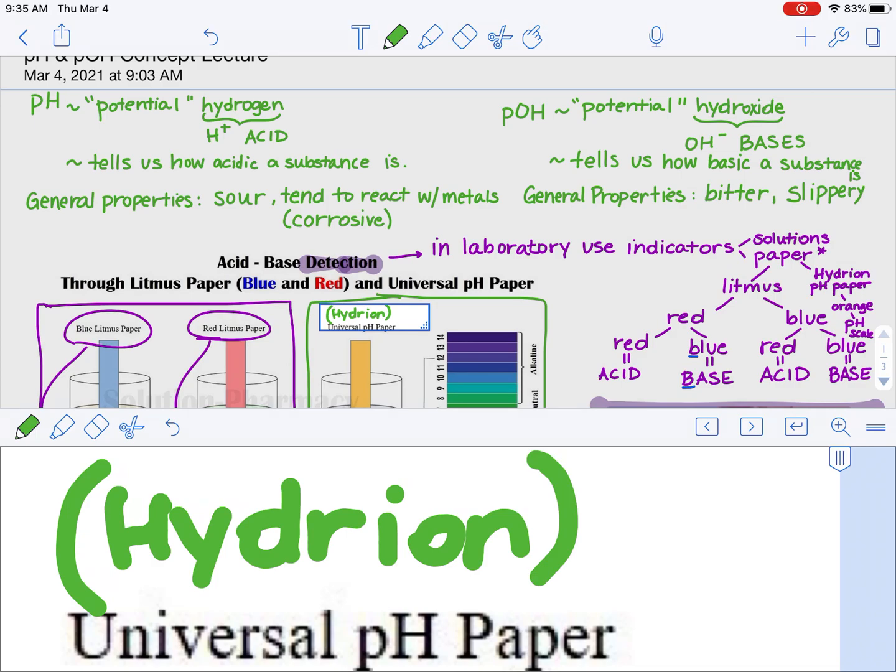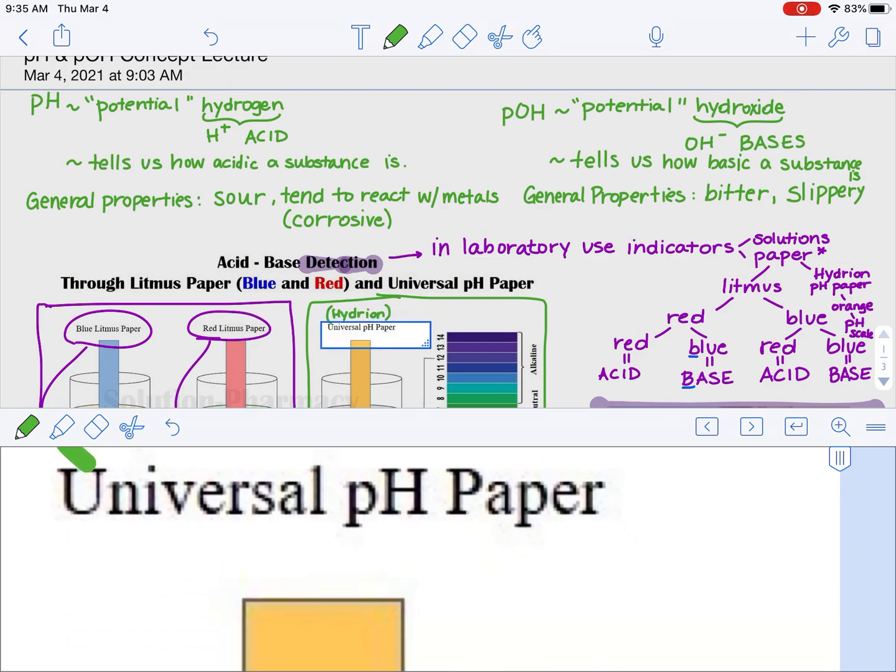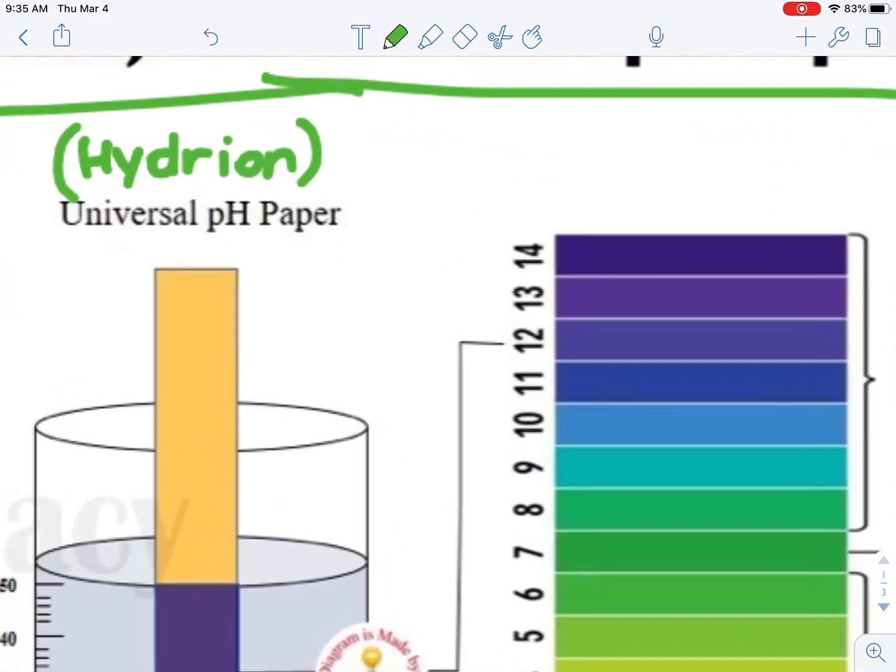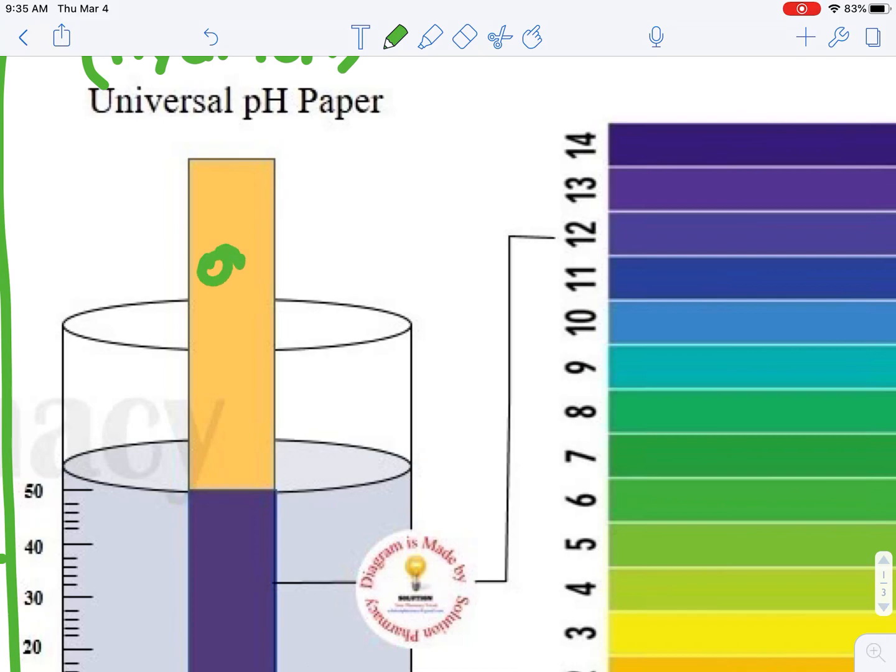Hydrion's the brand name. It's like calling tissue Kleenex. Puffs makes tissues, Stop and Shop makes tissues, but if someone said, "Oh, can I get a Kleenex?" you would know what they meant. Hydrion is the brand name. The pH paper is the generic word.